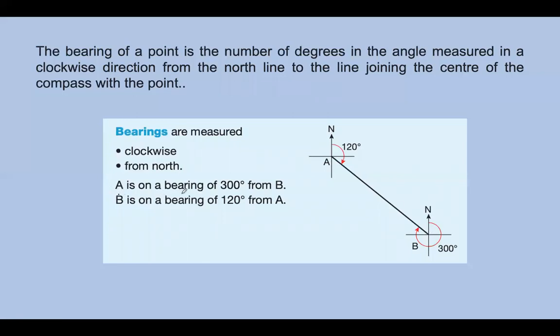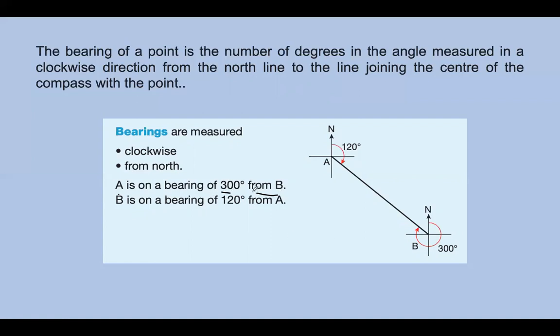A is on a bearing of 300 degrees from B. Now, what does it mean? If you are asked to calculate the bearing, you are going to need the northern lines from both points. So the first thing you need to do is draw the northern lines. I will explain it in my next slide.